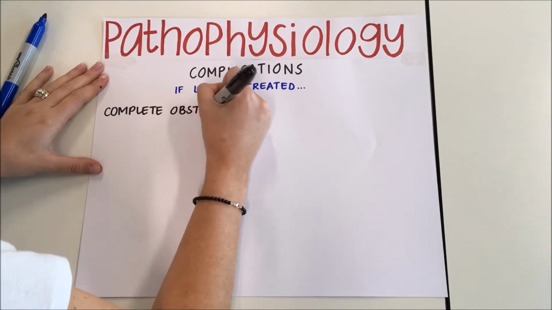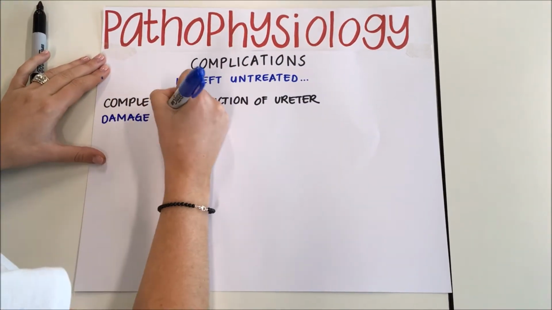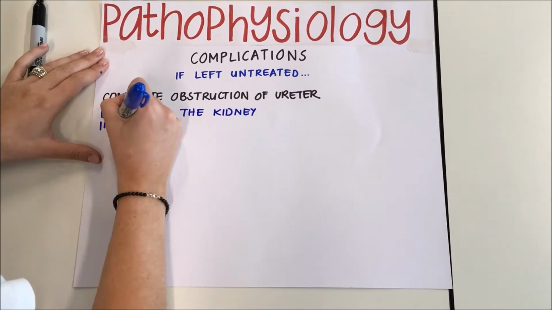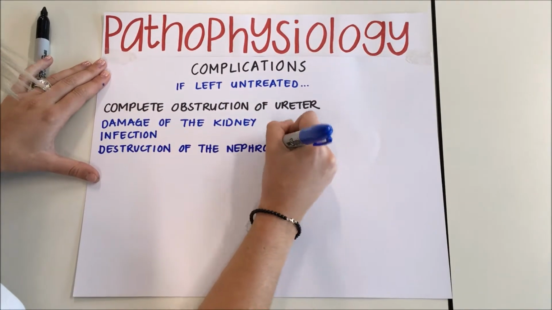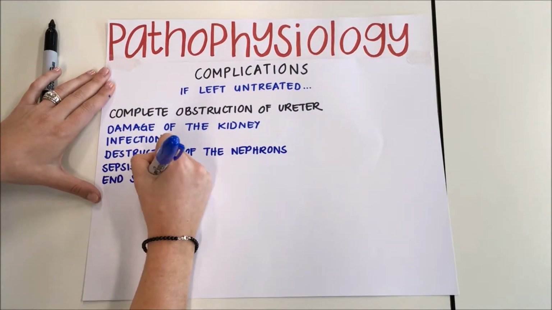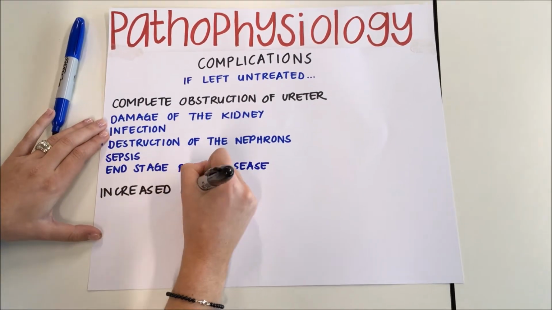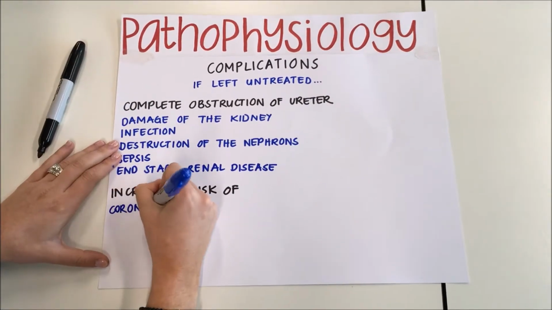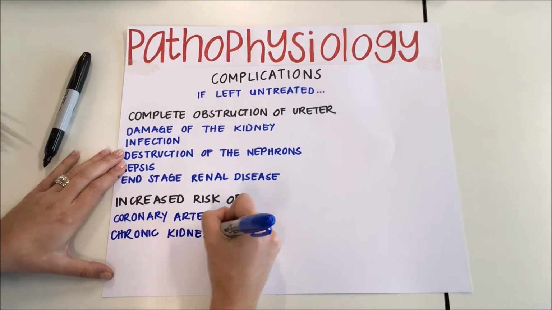Possible complications that Randell may face with being diagnosed with a calcium oxalate stone include complete obstruction of a ureter, which could lead to damage of the kidney and infection, destruction of the nephrons, sepsis, and end-stage renal disease. Kidney stones also increase an individual's risk of coronary artery disease, chronic kidney disease, and stroke.